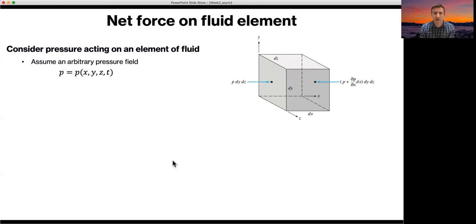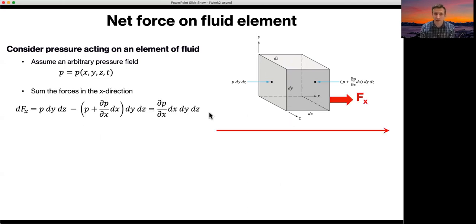Okay, so we can go a step further and we can start to construct the flow equations to consider what would happen in the general case where you have a 3D pressure field and a number of forces acting on an element of the fluid. To do this, we're going to start, this time, with a cube element because we're going to do it in each of the three dimensions in the same way. Starting with x, and in a very similar way, we're going to sum the forces in the x direction.